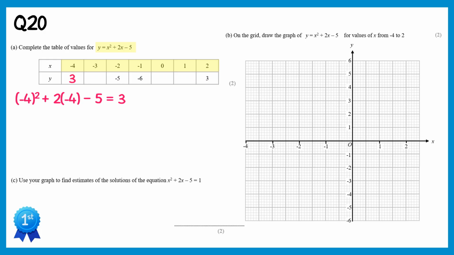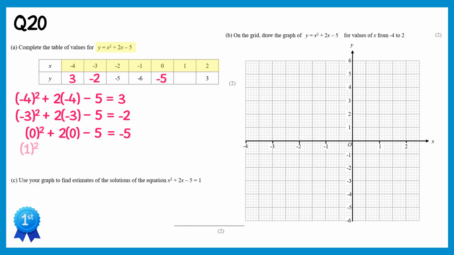Then we can move on to when x is negative 3, so it's negative 3 squared plus 2 lots of negative 3, take away 5, again straight into your calculator, and that gives you negative 2. Now in the question they've already done negative 2 and negative 1, so we'll move on to 0. So it's 0 squared plus 2 lots of 0, take away 5, which is negative 5. Let's put that into the table, and finally when x is 1, 1 squared plus 2 lots of 1, take away 5, is negative 2. So that completes the table.